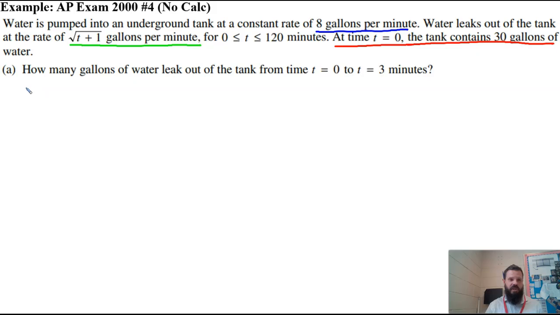So this problem is just going to come down to taking the integral from 0 to 3 of our leaking function, root t plus 1 dt here.